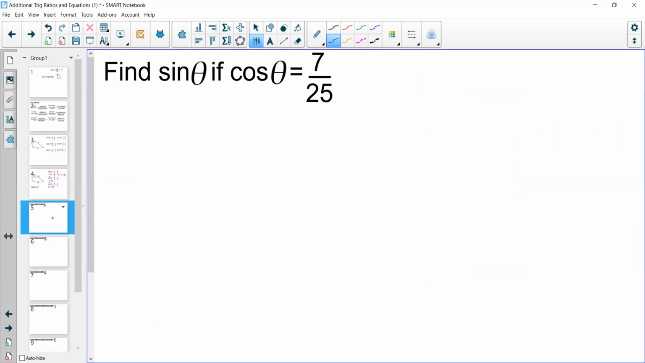So let's take a look at a couple of examples here where we're not given a triangle, but we need to find different pieces. So in this case, we want to find the sine of theta if cosine of theta is 7/25. Remember, cosine is adjacent over hypotenuse. So as I draw my triangle here, here's theta, my adjacent side is 7, my hypotenuse is 25. So I want to find the sine, so we can use the Pythagorean theorem to figure out what this is.